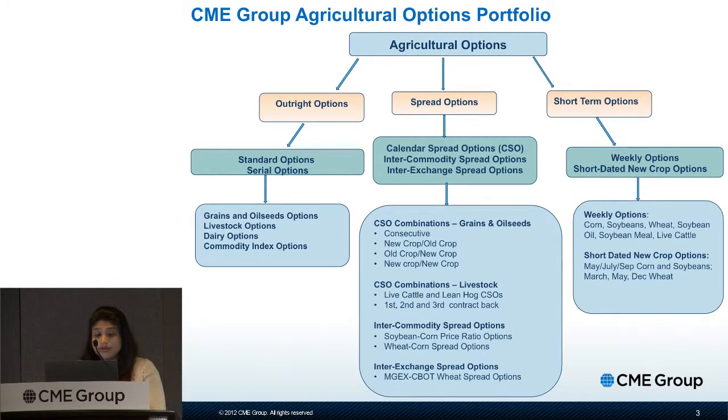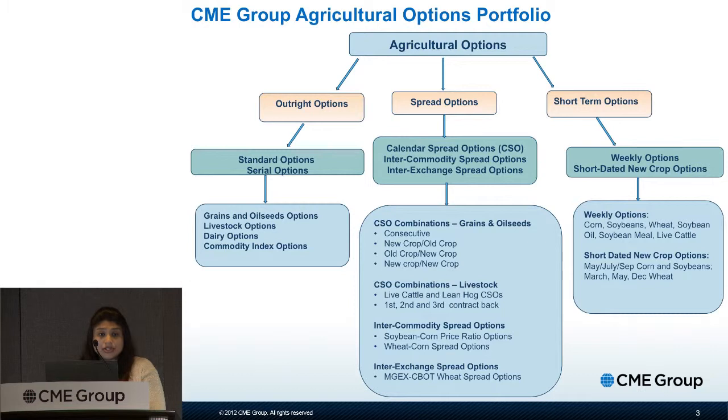And they have a wheat product which trades a lot in volume. And we have our own CBOT wheat product. So we are looking to launch newer products, and that's a classic example of inter-exchange spread options. We also have short-term options. Now, these are new to our portfolio. Weekly options and short-dated new crop options are some of the examples of short-term options that we have.